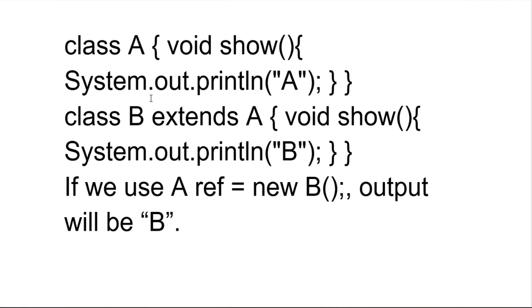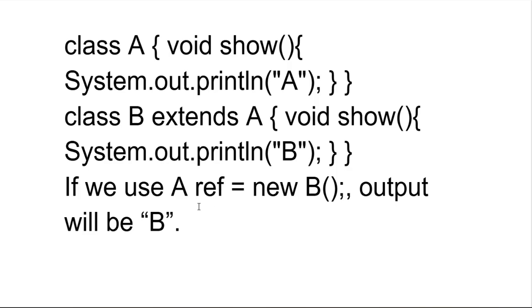Class A has a print statement, System.out.println, and here we are printing A. And for class B extends A, we use the extends keyword to inherit the methods from the parent class. So here the parent class is A and B is the child class. The child class extends the methods from the parent class A. Simple. And here the System.out.println prints B.